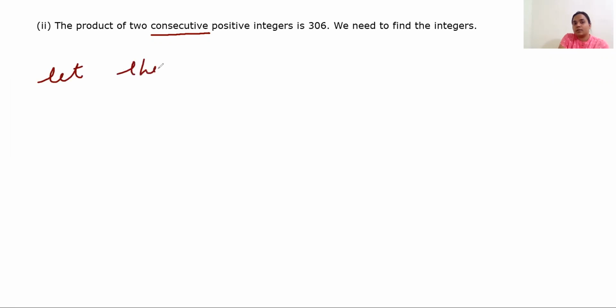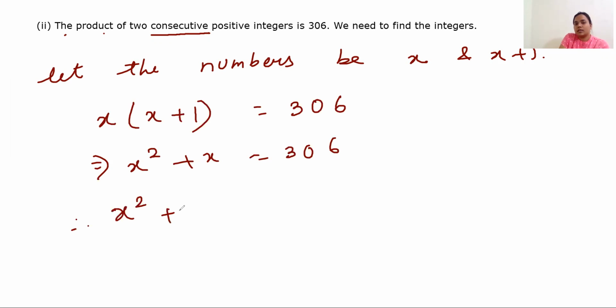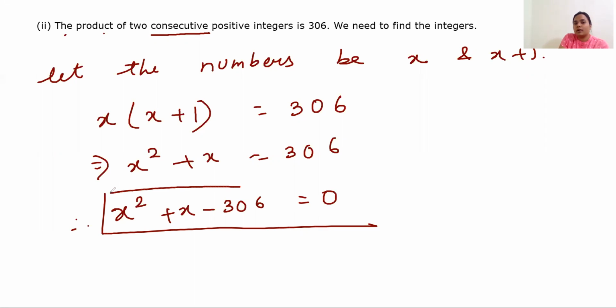So let the numbers be x and x plus 1. Now it is given the product. Product means multiplication. When we multiply these two numbers, x and x plus 1, we'll get 306. And this is our equation: x squared plus x is equal to 306. x squared plus x minus 306 is equal to 0. This is our required quadratic equation, ax squared plus bx plus c is equal to 0.